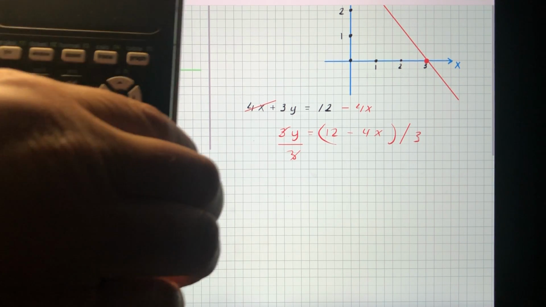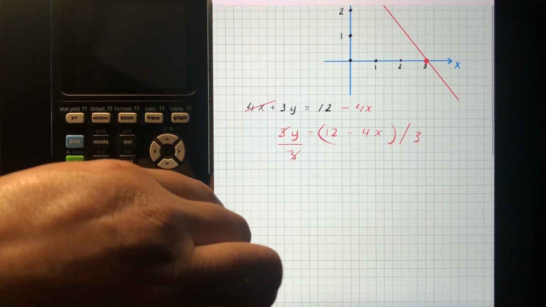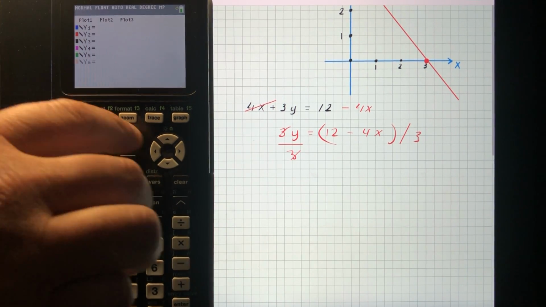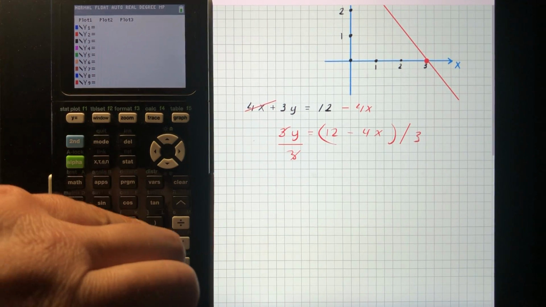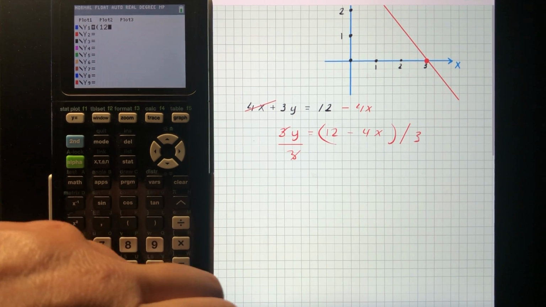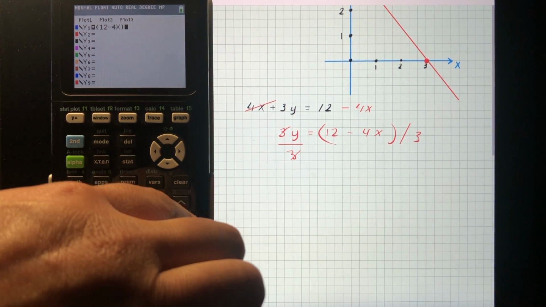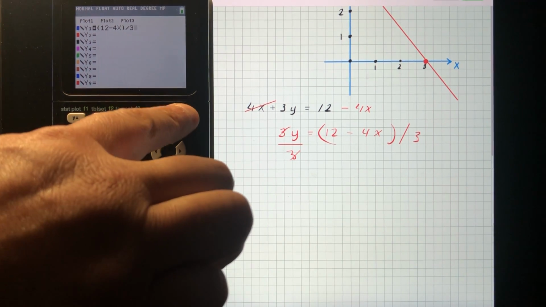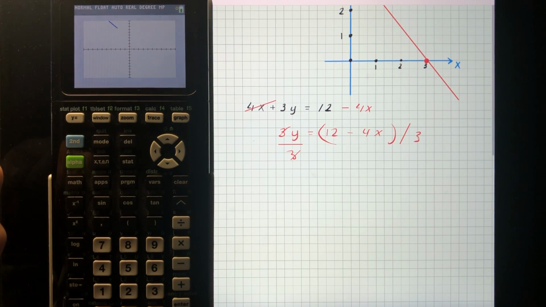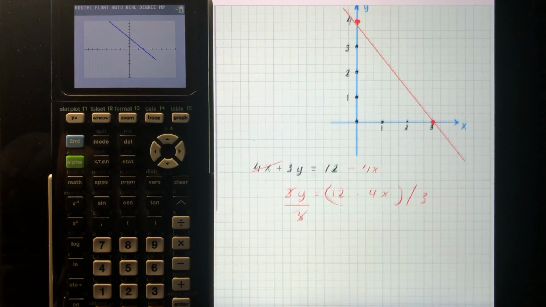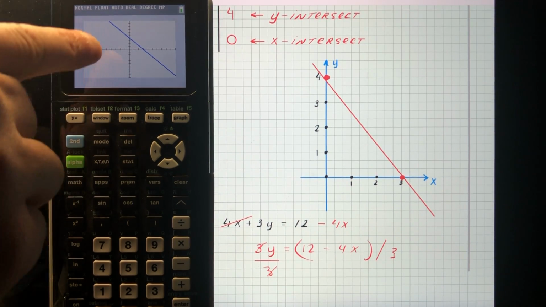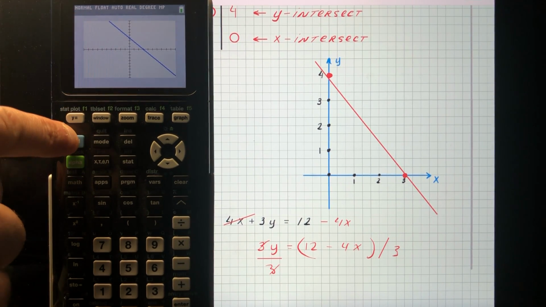So here's the calculator. We go to the y equals and we type in exactly what we have here. 12 minus 4x, divided by 3. Here is the graph. Here is our graph. Here is the sketch. And now let's check the table.